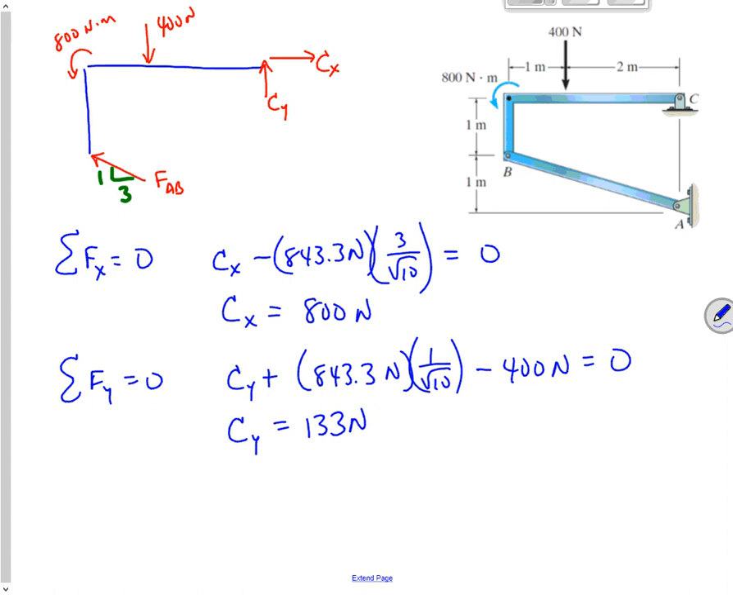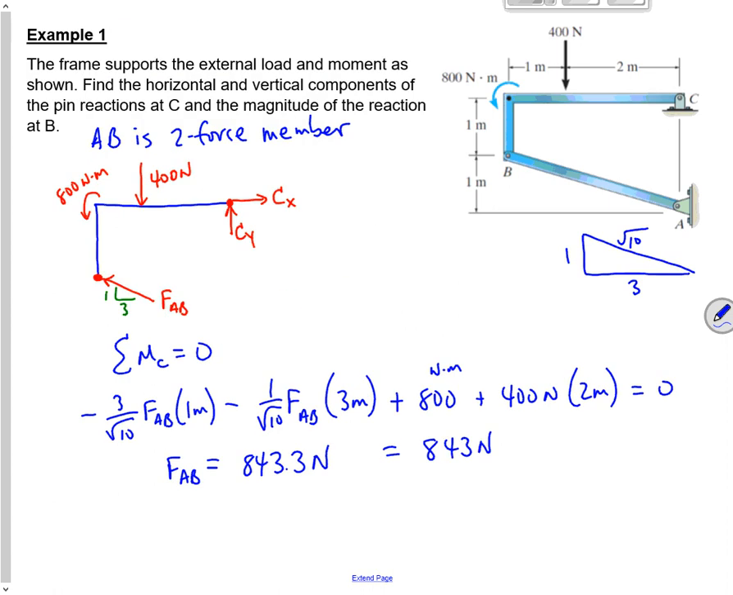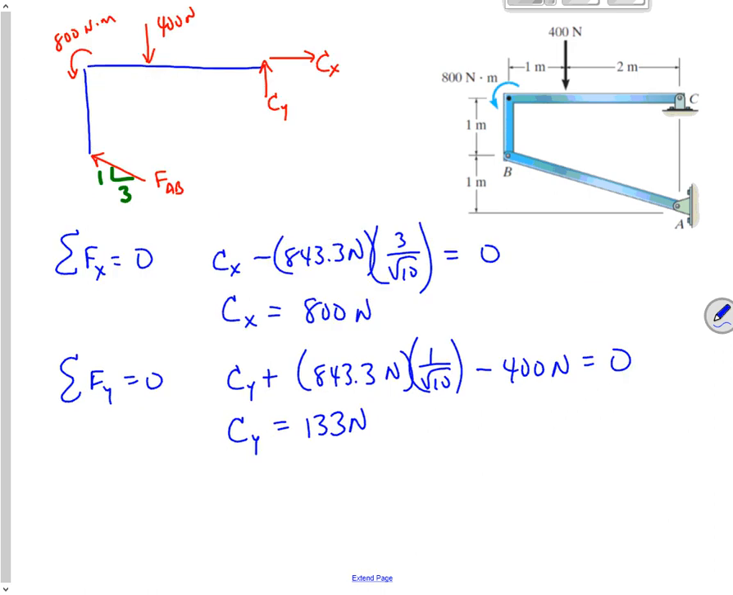And that's what they asked me for, I believe. Horizontal and vertical components of the pin reactions at C and the magnitude of the reaction at B. That's what it asked for, and that's what we got.